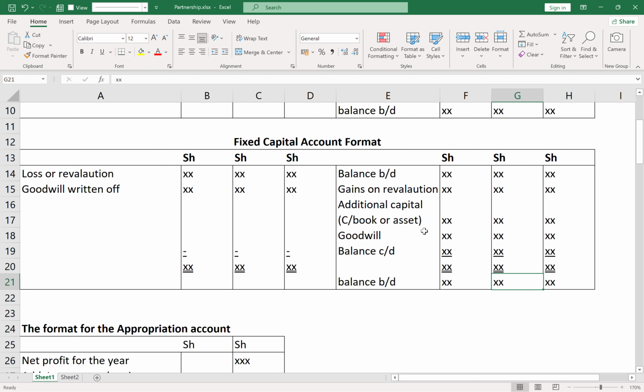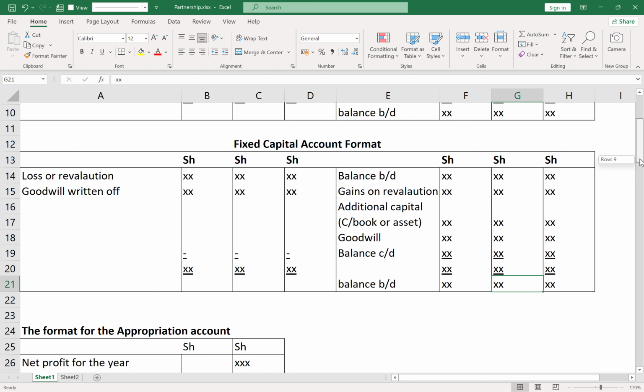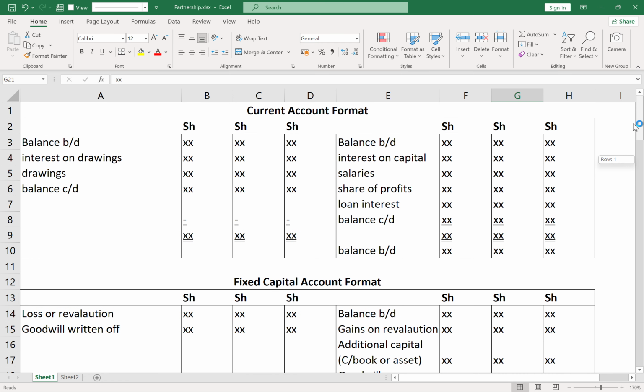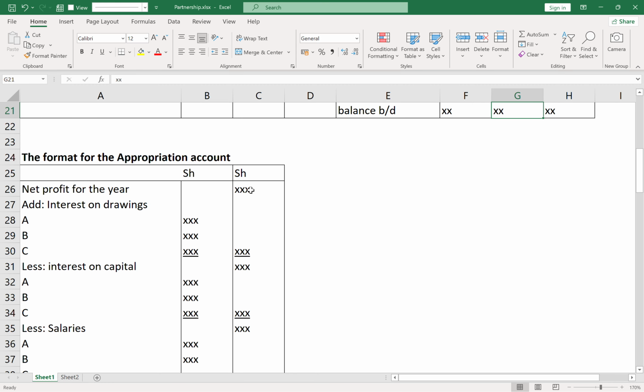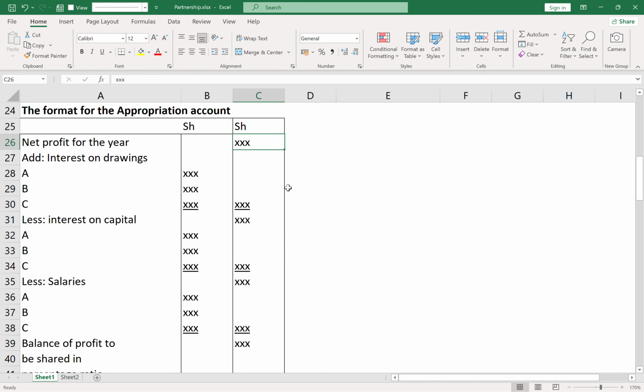So these are the two formats, the fixed capital account and the current account. Then we also have the format for the appropriation account. We start with the net profit for the year, whereby we now add the interest on drawings for all the partners. Here we are representing them as A, B, and C. So we add their interest. We shall also raise their interest on capital, then their salaries.